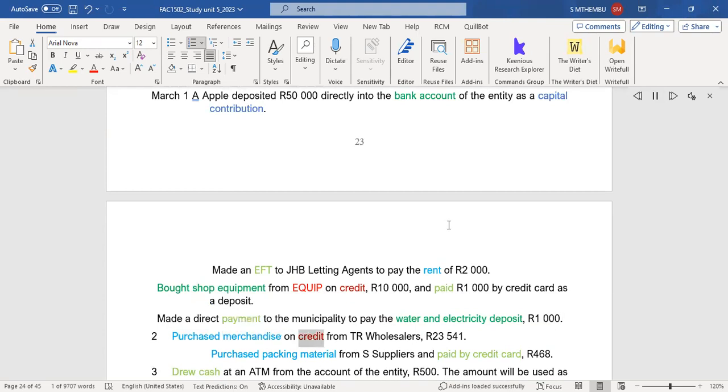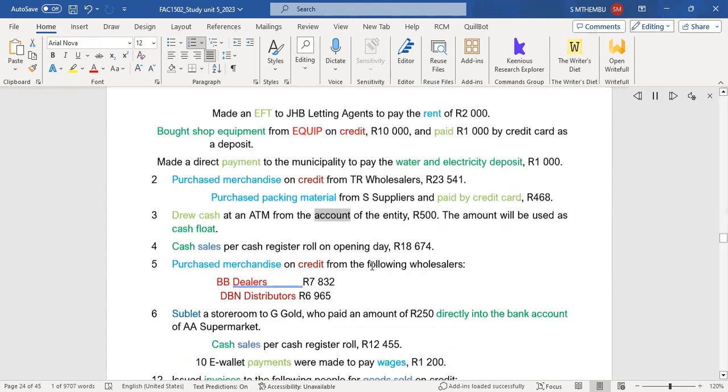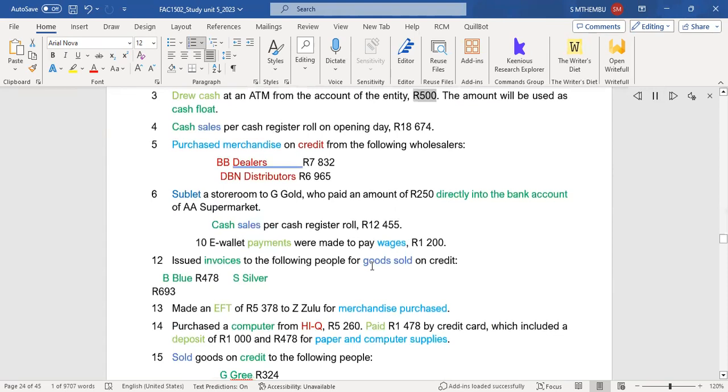Purchased merchandise on credit from TR wholesalers, R23,541. Purchased packing material from S suppliers and paid by credit card, R468. Drew cash at an ATM from the account of the entity, R500. The amount will be used as cash float.